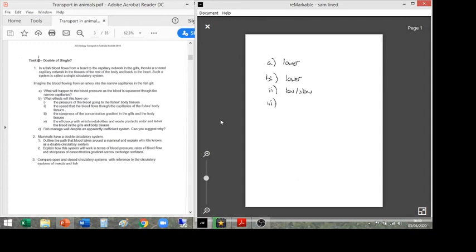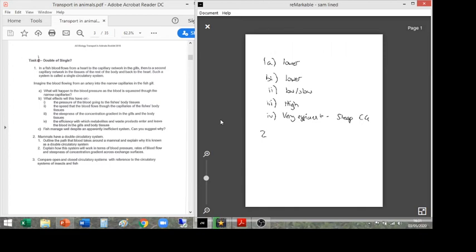Here's something different then. The steepness of the concentration gradient in the gills and body tissues is still very, very high. With nice low pressure blood flowing very slowly, those red blood cells will be fully saturated with oxygen and all the CO2 would have been removed. So that's really nice, steep concentration gradients. Although we've affected pressure, there's no effect on the concentration gradients, which is good and very efficient. So the efficiency with which metabolites and waste products enter and leave the blood in the gills and body tissues is still very efficient because you still have such a steep concentration gradient.